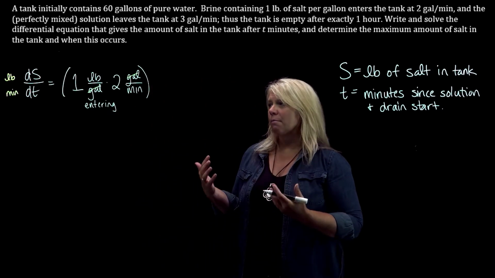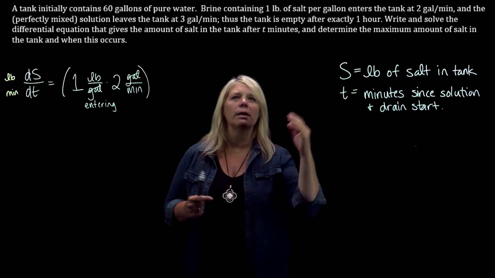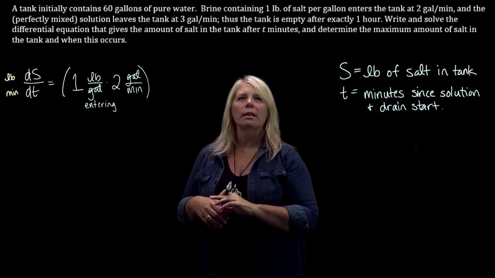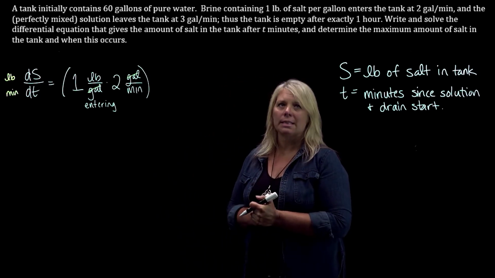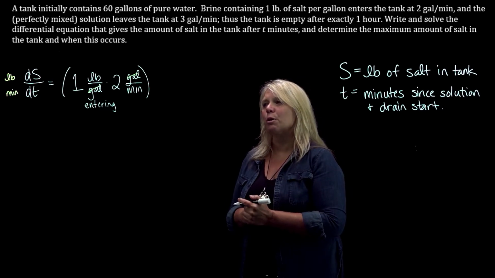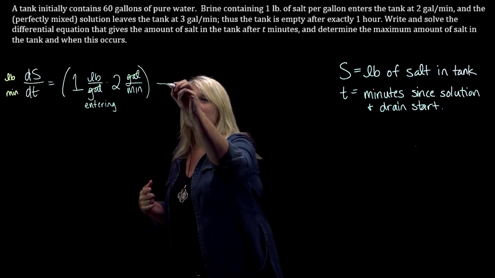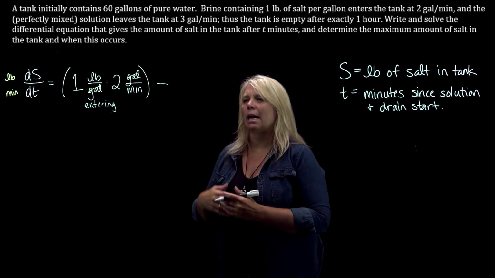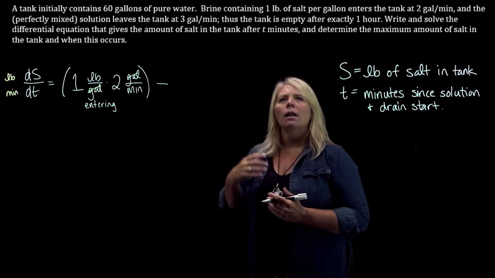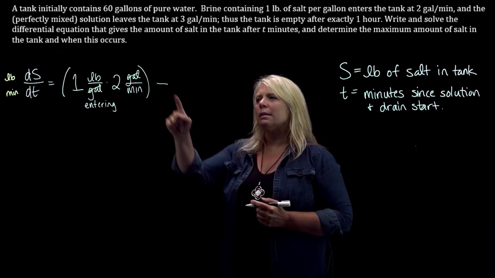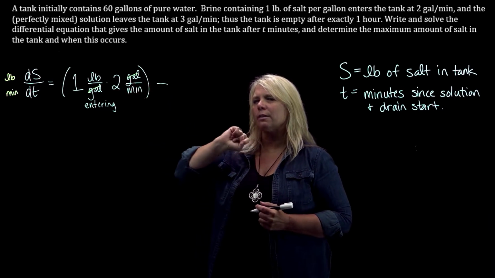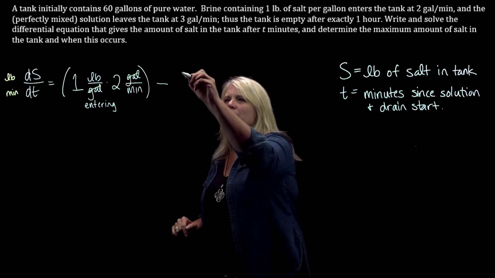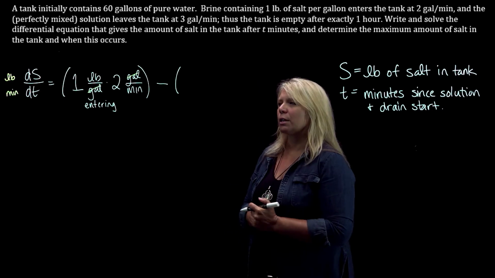And then we've got something leaving the tank too, right? So we need to think about that here. So we've got the perfectly mixed solution leaving the tank at 3 gallons per minute. So that's going to be decreasing the amount of salt in the tank. So we'll have a minus here. 3 gallons per minute. So that doesn't quite give us the right units here. So I need to think a little bit about what's happening on this term.